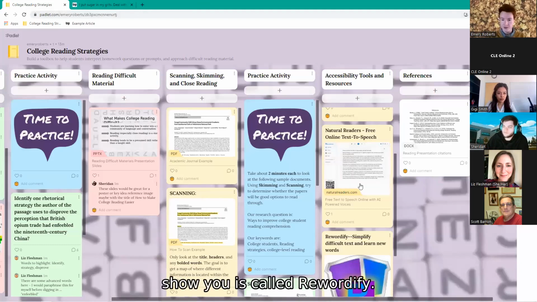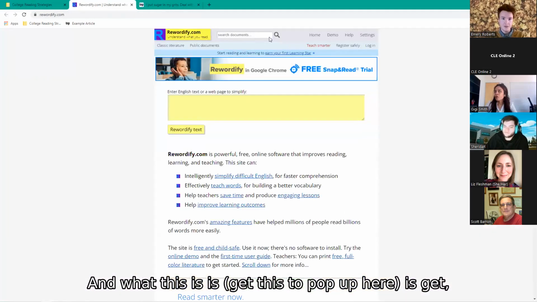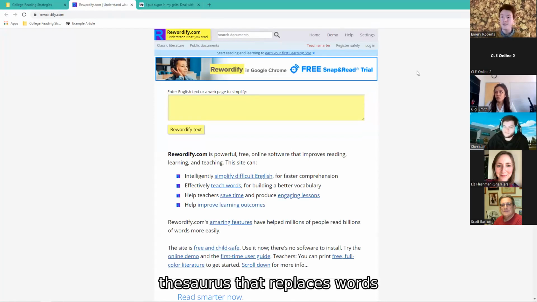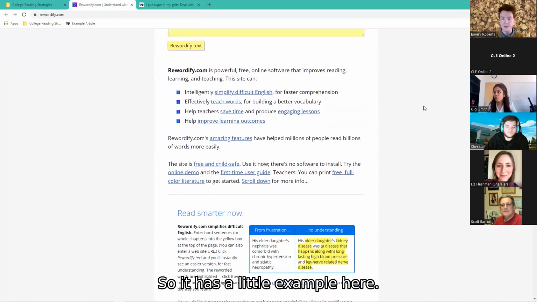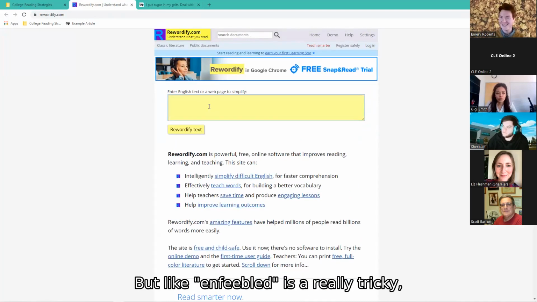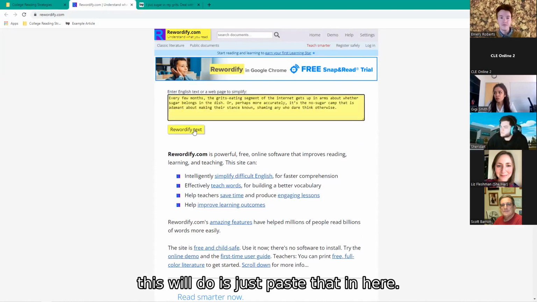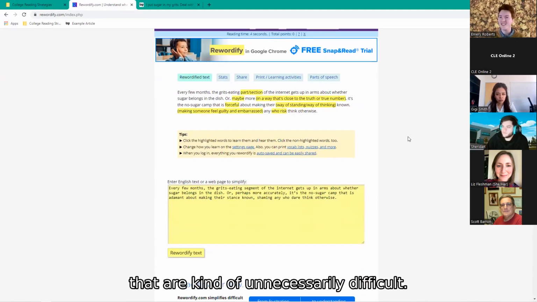And then this last one I wanted to show you is called Rewordify. This is sort of a combination dictionary and thesaurus that replaces words based on sentence and paragraph context. It has a little example here, but like Liz, you had pointed out with some of those practice questions that enfeebled is a really tricky, weird word. And what this will do, let's just paste that in here, is it will replace any words that are unnecessarily difficult.